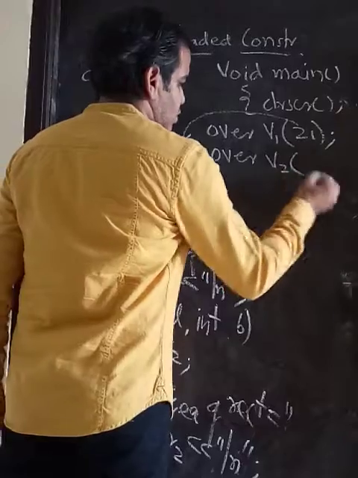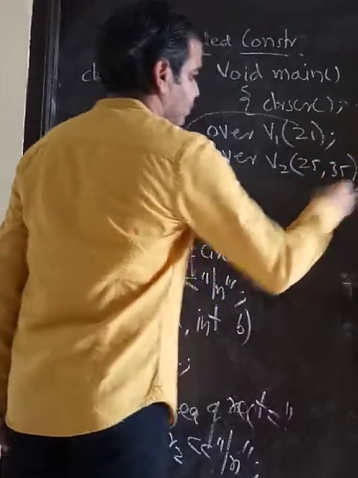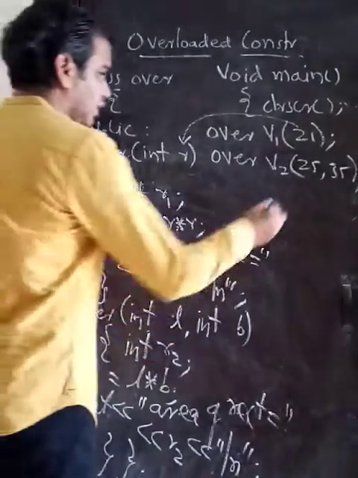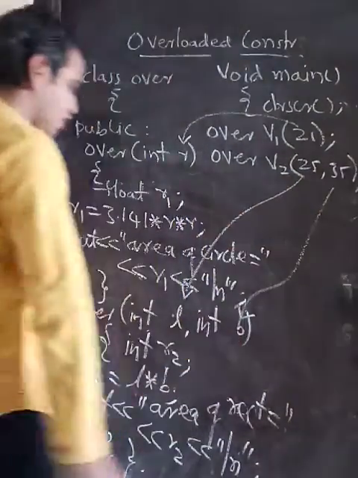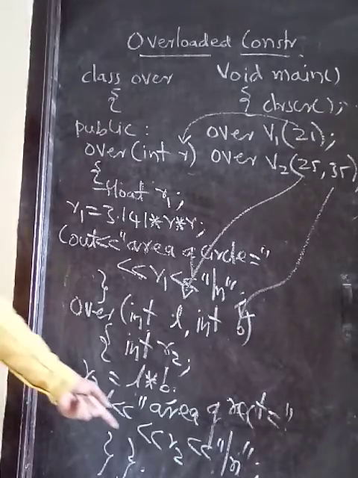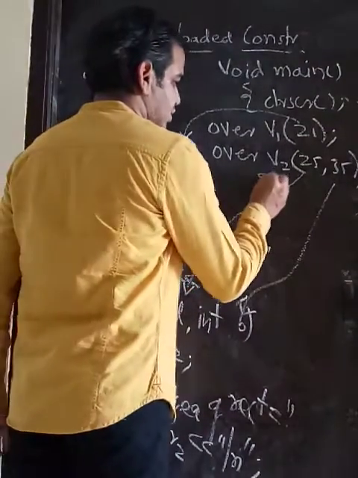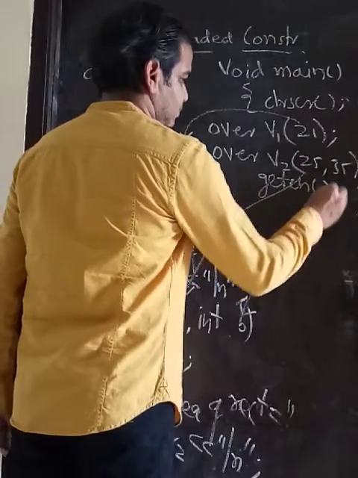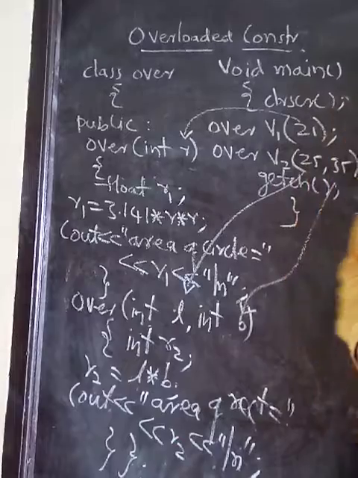Then the second object, V2. For the V2 object I am passing 25 then 35. So 25, 35 will be received here, and it will perform the area of a rectangle. Then it will display the area of the rectangle. Then close, then getch, then close. Okay, so this is a program on constructor overloading.